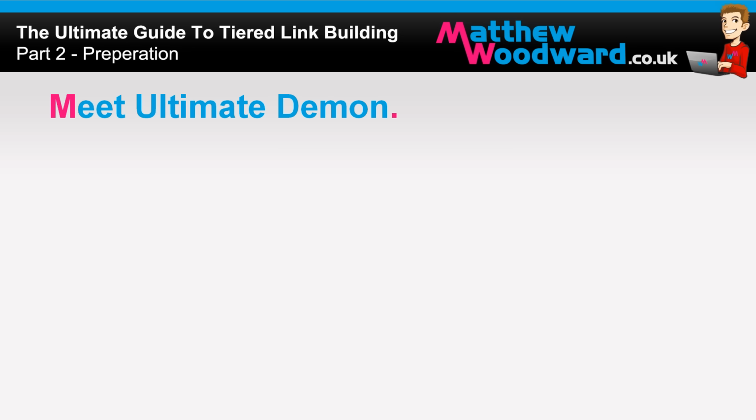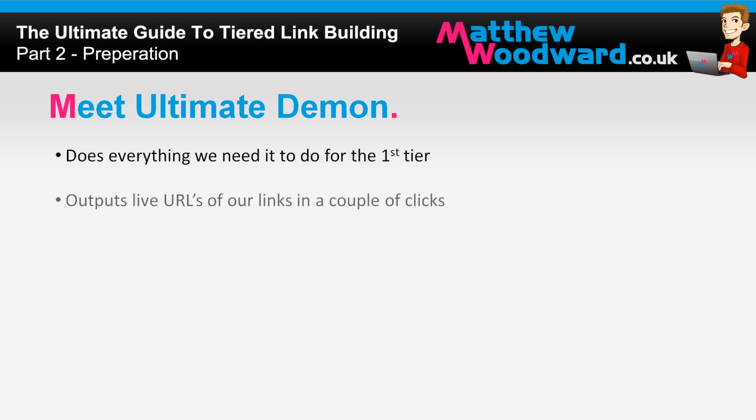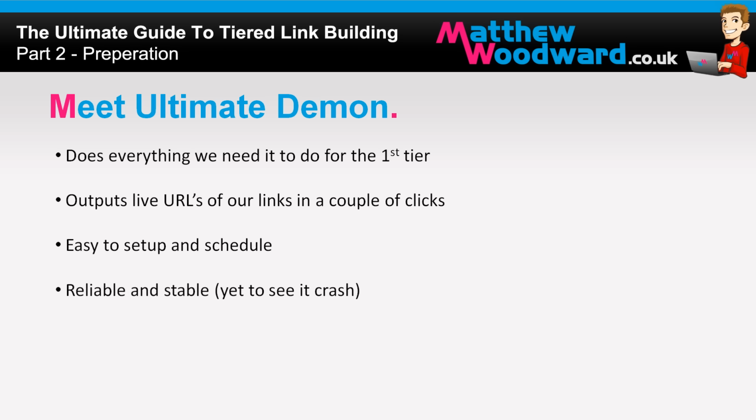There are several reasons I settled on this. It can hit all of the link types that we need for the first tier. You can get reports on exactly where your links are in a couple of clicks of the mouse. It is quick and easy to set up and schedule a campaign. I knew it would be reliable and stable as I'd already used Bookmarking Daemon and Article Daemon in the past.